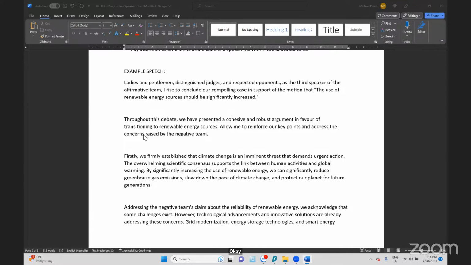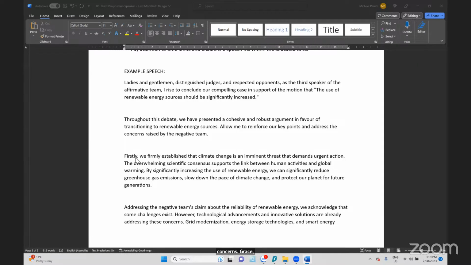Ladies and gentlemen, distinguished judges and respected opponents, as the third speaker of the affirmative team, I rise to conclude our compelling case in support of the motion that the use of renewable energy sources should be significantly increased. Throughout this debate, we have presented a cohesive and robust argument in favor of transitioning to renewable energy sources. Allow me to reinforce our key points and address the concerns raised by the negative team.